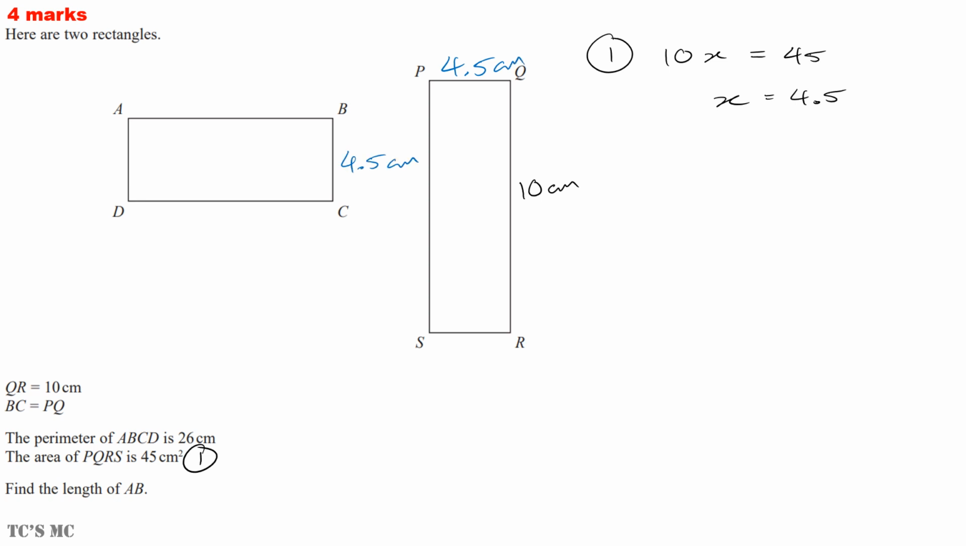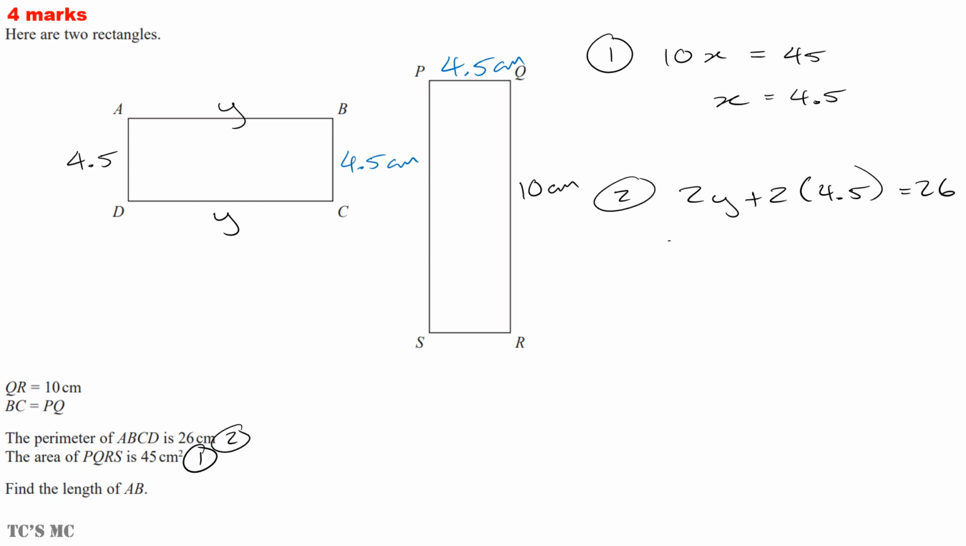Then using the line above, it says the perimeter of ABCD is 26 centimeters. So we know for perimeter, you have to add up all of the lengths around the outside of the shape. I'm going to call this one y. So this is y, and the opposite AD is 4.5 as well. So for my second set of working out, I've got 2y add 2 lots of 4.5, and that equals 26. So that is my second mark.